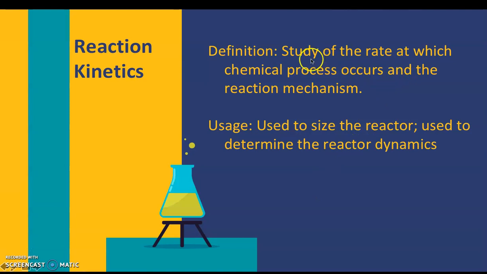The meaning of reaction kinetics is the study of the rate, your reaction rate, at which chemical processes occur, and it also involves the reaction mechanism. The usage is to size the reactor and to determine the reactor dynamics. So reaction kinetics is associated with reaction rate and reaction rate constant.